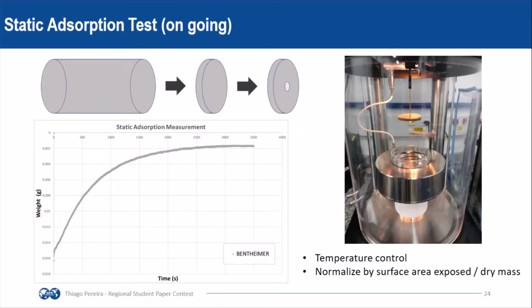To better understand the effects of mineralogical composition, we are running static adsorption tests. In this test, we are measuring the capacity of each rock used to adsorb polymer molecules in static conditions. For this, we slice the core into small pieces, take it to a tank filled with polymer solution, and measure the variation of core weight. These are just preliminary results. We are adjusting the methodology, and later we need to normalize it by its surface area exposed to the solution and by its core dry mass.